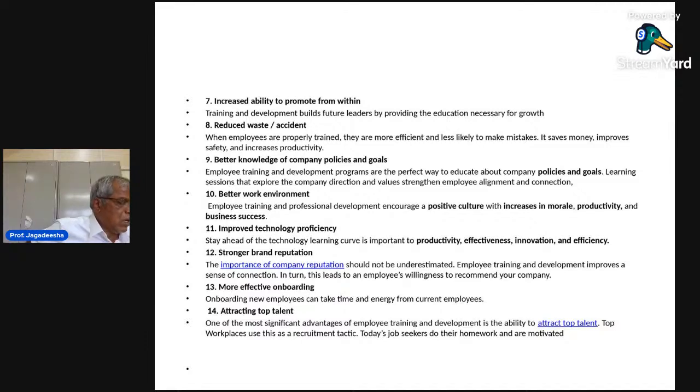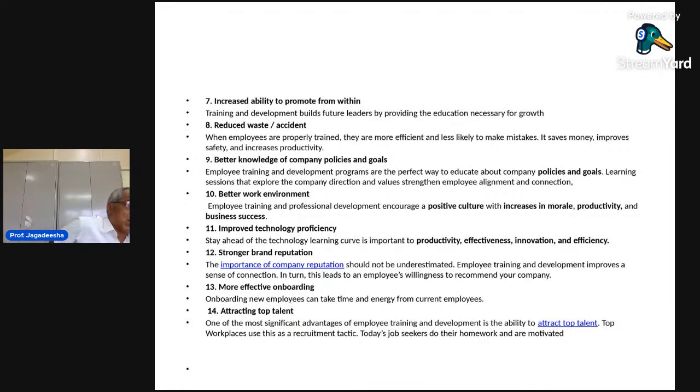Improved technology proficiency, right? People who have very good knowledge and skill, especially in technology, will develop proficiency that will always be on the higher side. Productivity will be up; effectiveness, innovation, efficiency are all very important. Those who have enriched themselves through training can contribute their own might to productivity. The more the productivity, I think, the reputation of the company will always shoot up.